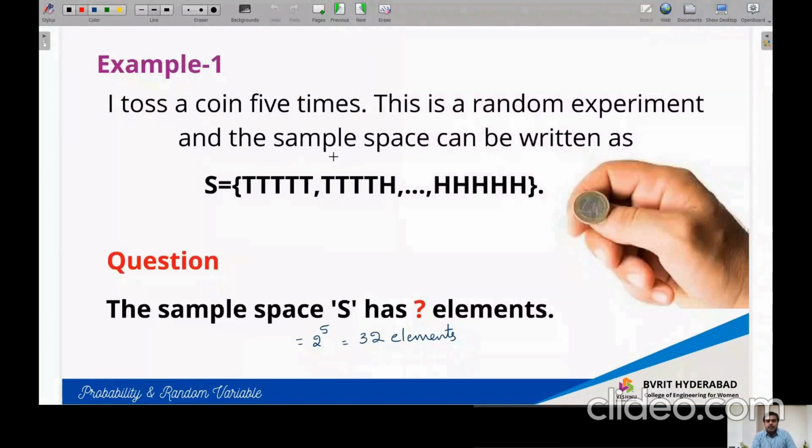I have taken this example of tossing a coin 5 times. So we have so many outcomes for this, and some of these I have shown you here. Like 5 times I can get a tail, or the outcome may be 4 times consecutively I get a tail and I get one head, or there is a possibility of all the 5 times I get a head on the face of the coin.